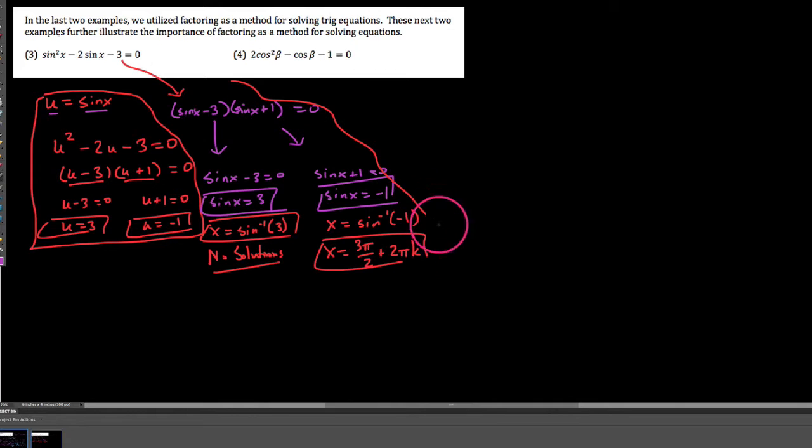So now, taking a look at this next one here, we say 2 cosine squared beta minus cosine beta minus 1 equals 0.